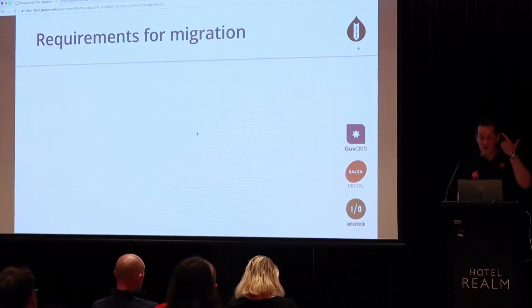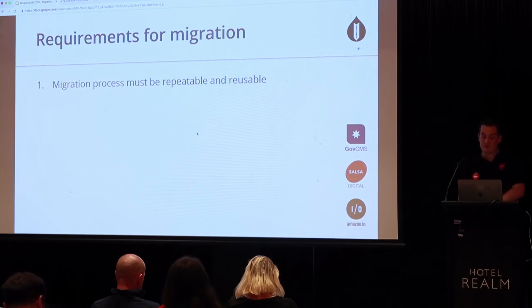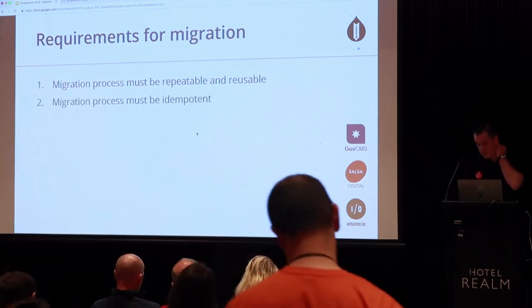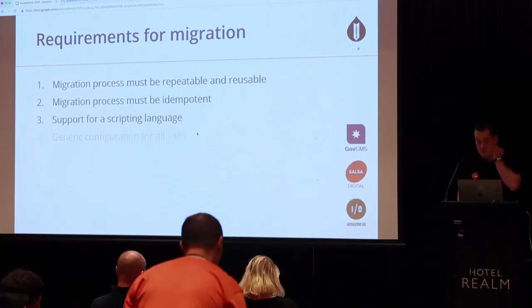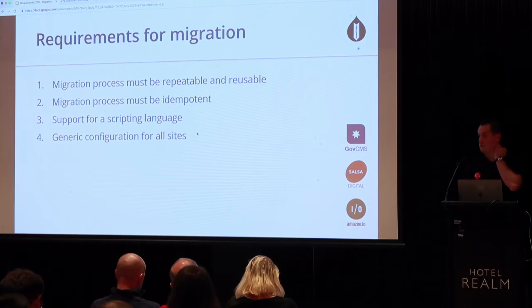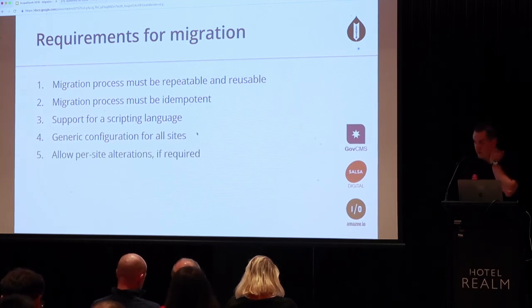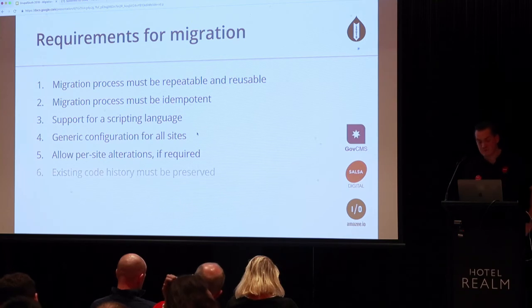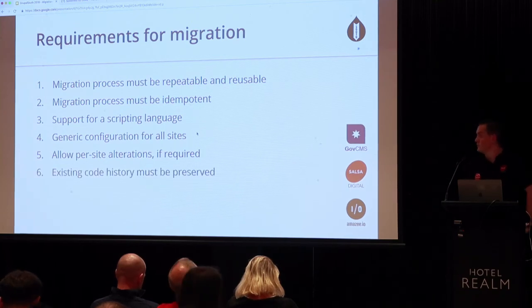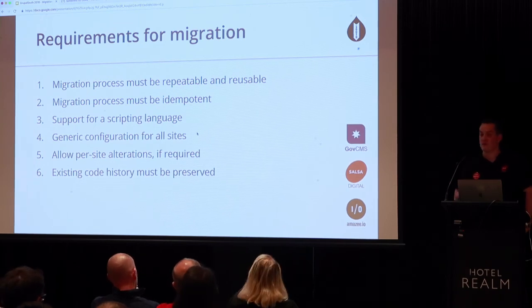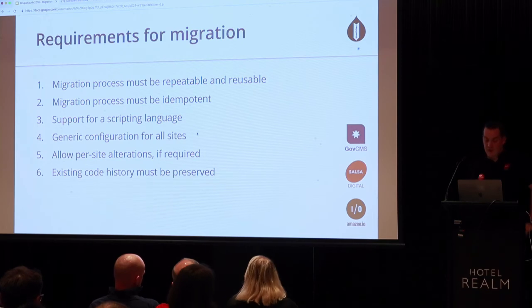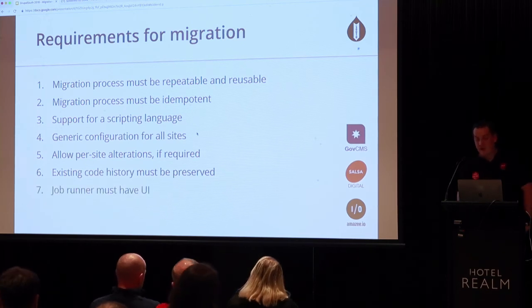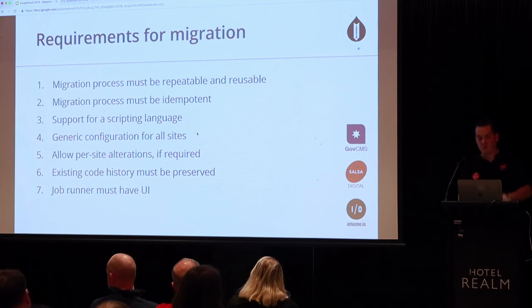The migration, we have quite a lot of requirements for migration. Just want to reiterate what they were. Repeatable and reusable migrations, which must be idempotent. We had to use a scripting language, and we needed to do configuration of the sites, but also allow per-site alterations. And we also needed to preserve the current history, because when we do migration, we don't want the development history and the Git history to be wiped out. So we needed to accommodate that somehow. And to support future runs, we wanted to have a UI.